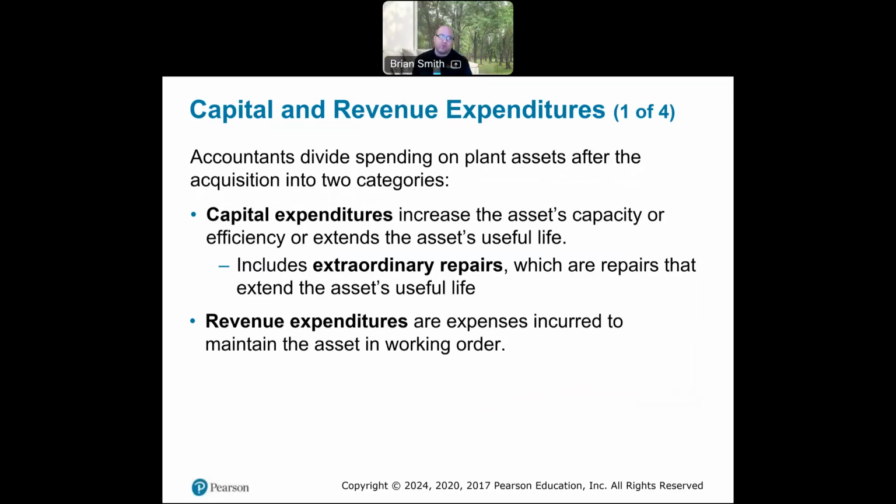All right. Capital expenditures versus revenue expenditures. Capital expenditures are basically things that are going to increase the life of the asset or its efficiency. Any revenue expenditure is basically to keep it working as is.